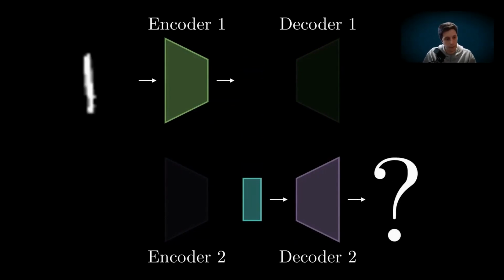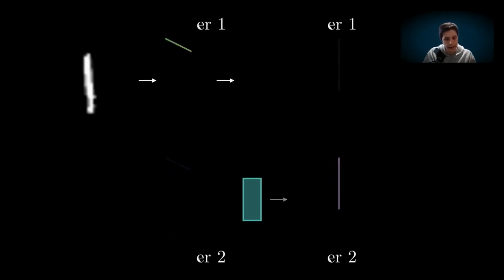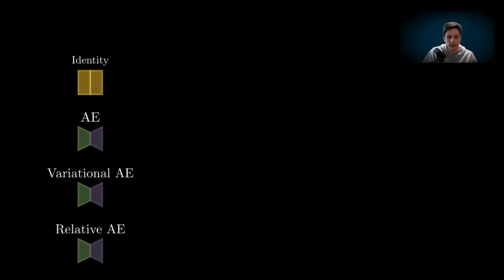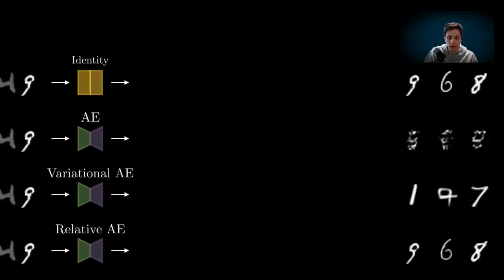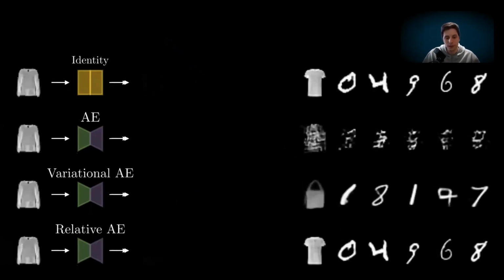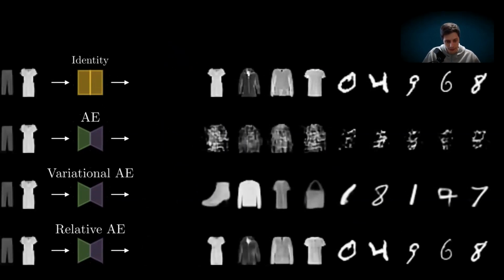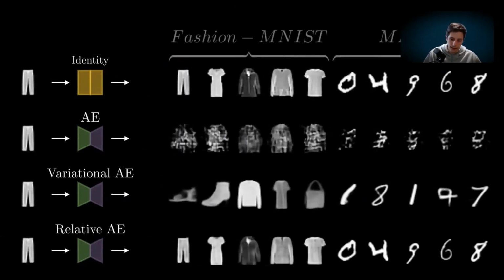And then you do the following. You provide an image to the first encoder, and then feed the embedding to the second decoder. So basically, you are stitching together two independent parts of two different models. And that is not clear what should happen. In general, you would assume that's just broken, right?